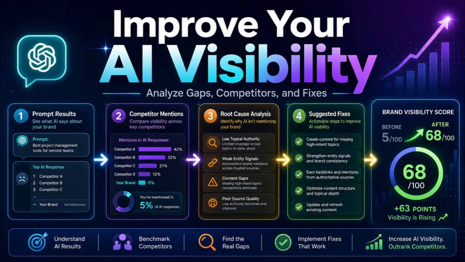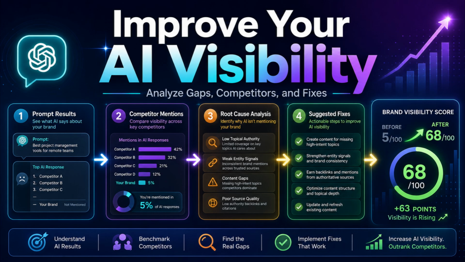You should record whether the mention is positive, neutral, or negative. A recent report covered research suggesting that AI answers can include negative brand sentiment, especially in comparison or controversy-related contexts. So brand visibility is not only about being mentioned. It is also about how you are mentioned. Now, if you want to make this process more reliable, you can repeat each prompt multiple times.